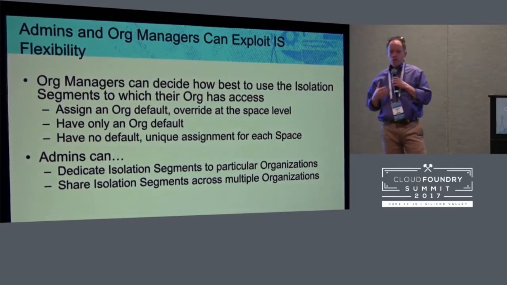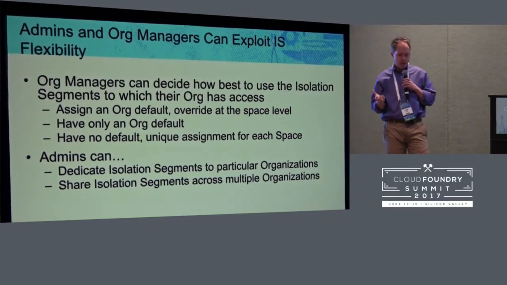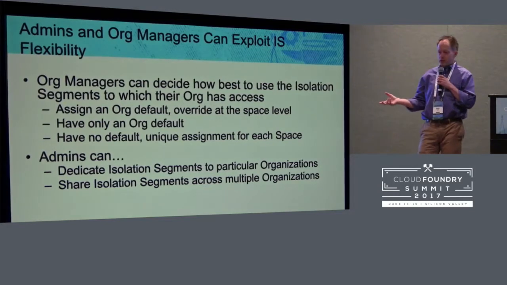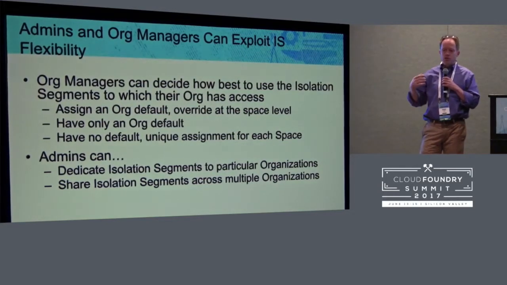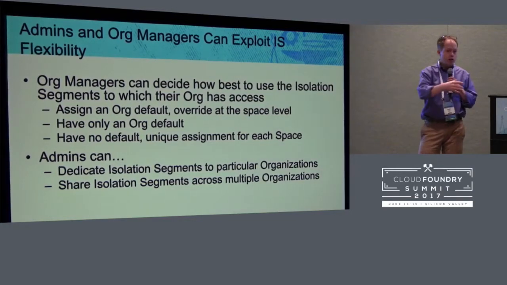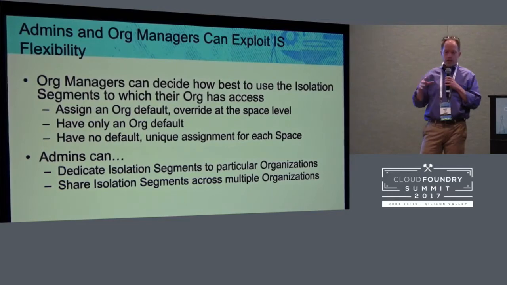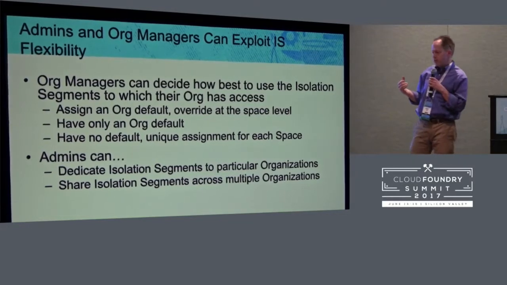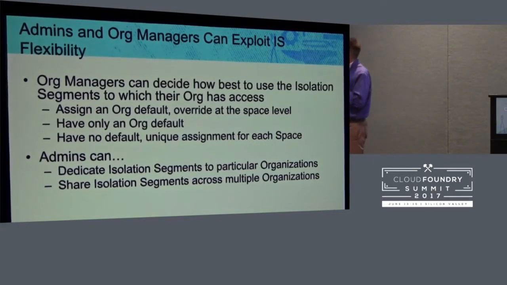You can give one organization many isolation segments and let them choose how to use them. You can have an isolation segment that, for example, represents a certain tier of service. Maybe it's got faster compute nodes, and you can share that among organizations willing to pay for the privilege. You're not locked in any of these models, and you can actually mix and match them within a single foundation, so nothing locks you into one way to use isolation segments. We kind of like that.